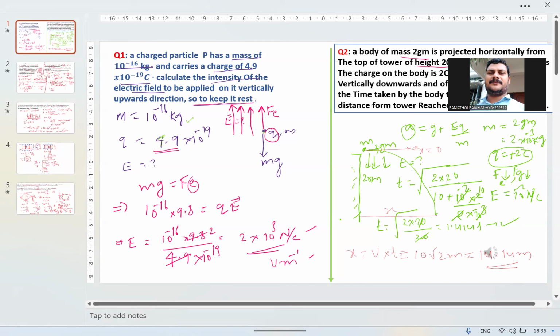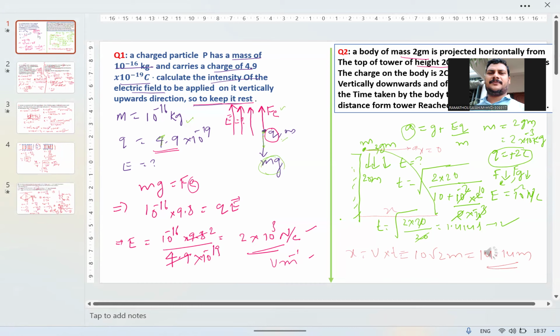So the mass particle is here. It has some mg force acting downwards, so it will try to move in the downward direction with some acceleration g. But in the opposite direction, the electric force should act on this charged particle of mass m. So I have to apply the electric field such that the force is in the direction opposite to mg. And here the charge is positive, so the field is in the vertical upward direction.